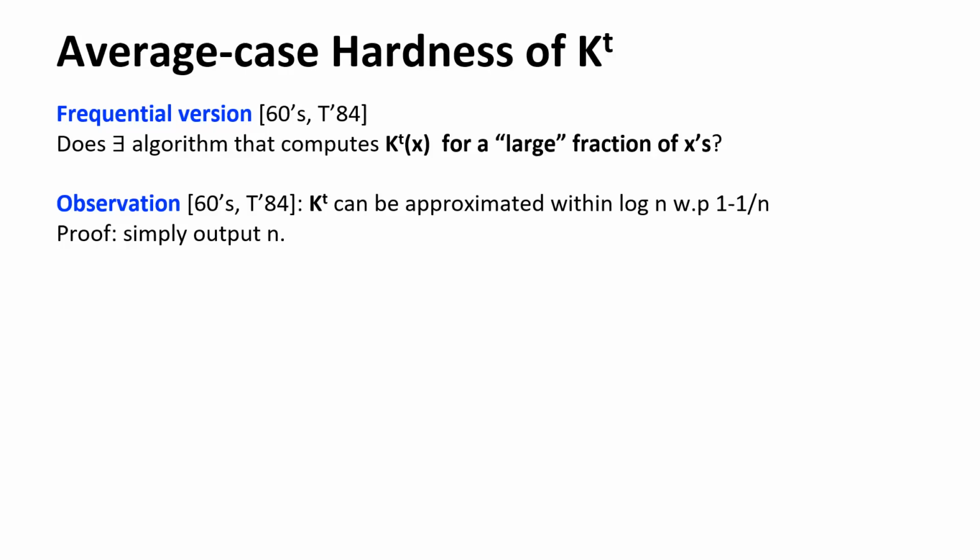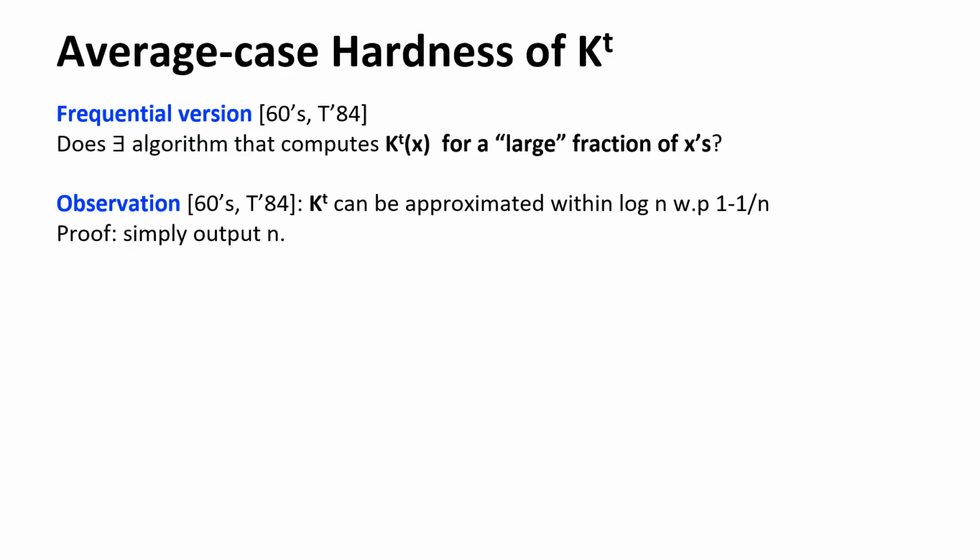A simple observation, also made in the 60s, is that if you're okay with an approximation version instead of computing it exactly, then KT can be approximated within an additive factor of log n with very decent probability, 1 minus 1 over n. And the approximation algorithm is very simple: just output n, the length of the string. If you think about it, there are just that many short programs, and each of them produces a single string. Therefore, most strings will have really high KT complexity.